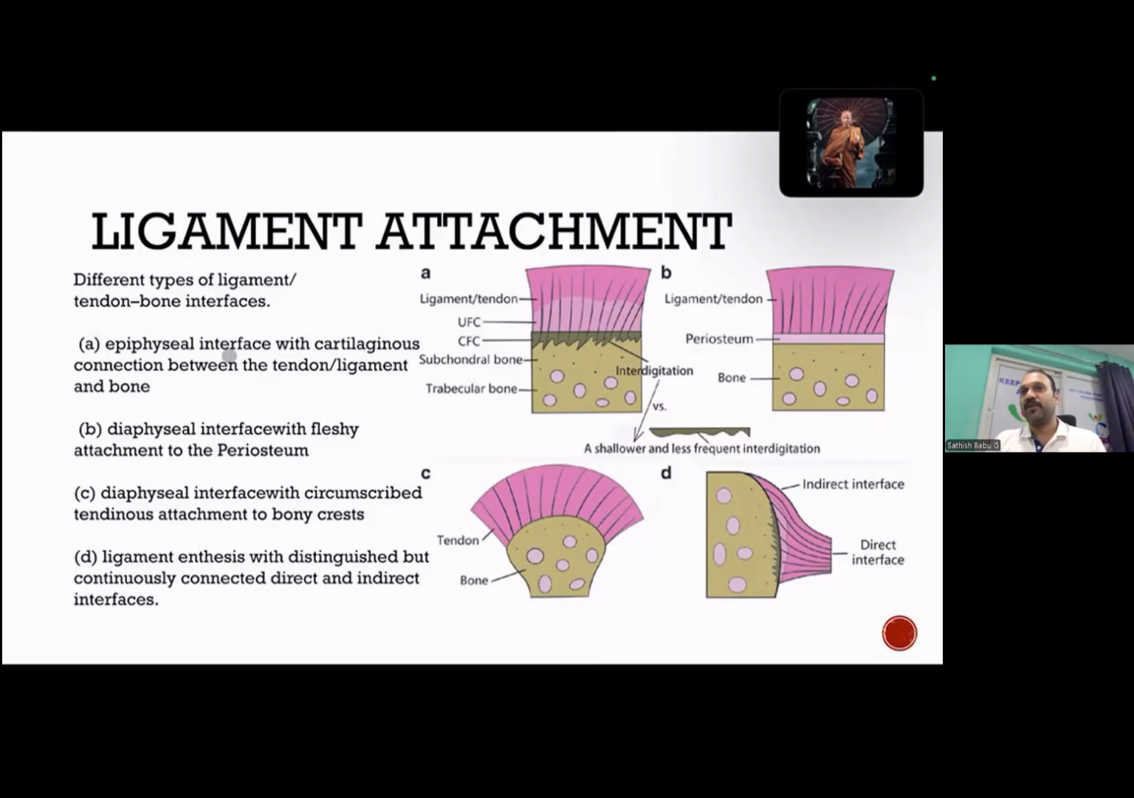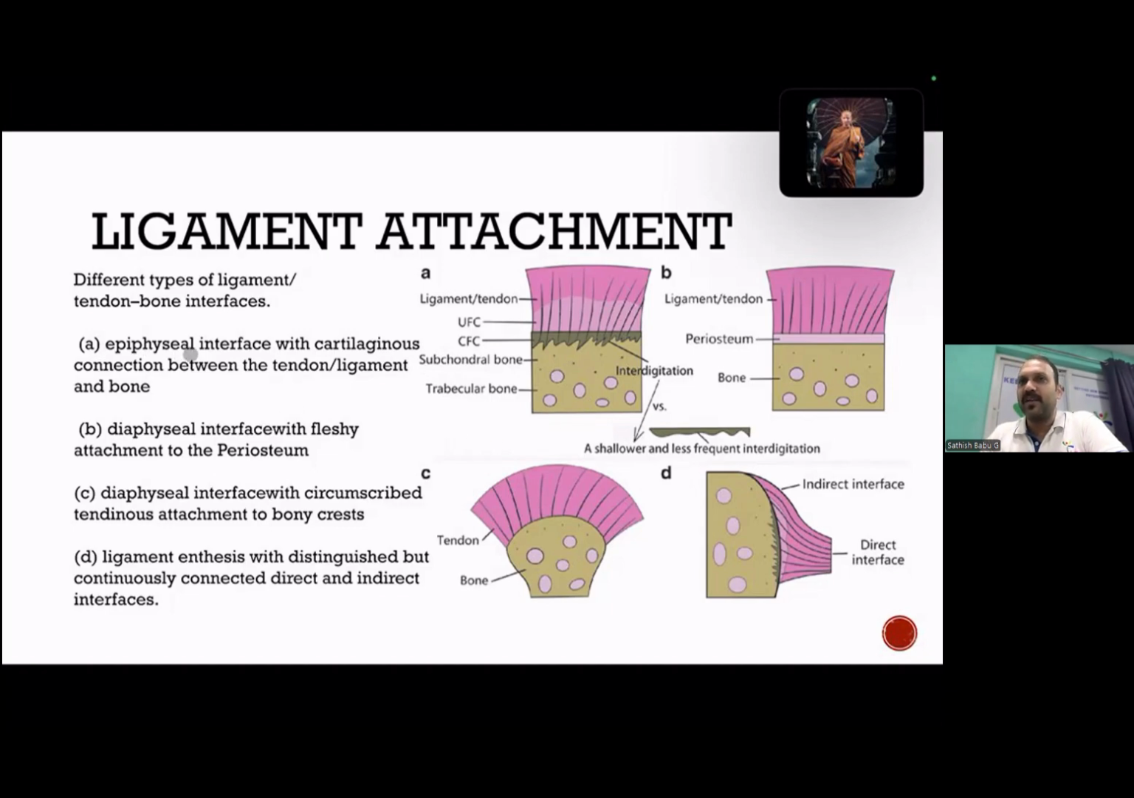So we can see different types of ligament or tendon to bone interface. First one, if you see A, that's a ligament or a tendon. In this one, we see UFC and CFC, so uncalcified fibrocartilage and calcified fibrocartilage. That's the difference here. And we can see the interdigitation. The interdigitation can be shallower or much deeper, depending upon how hard it has to hold. And then you can see the subchondral bone and the trabecular bone over here.